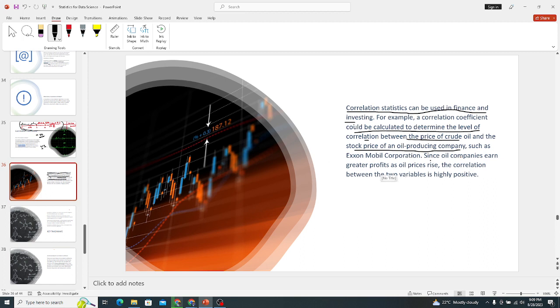All right, since oil companies earn greater profits as oil prices rise, the correlation between the two variables is highly positive. Yes, that was a very perfect relationship. Definitely, if the price of crude oil increases, the shares of that company will also increase. Good.